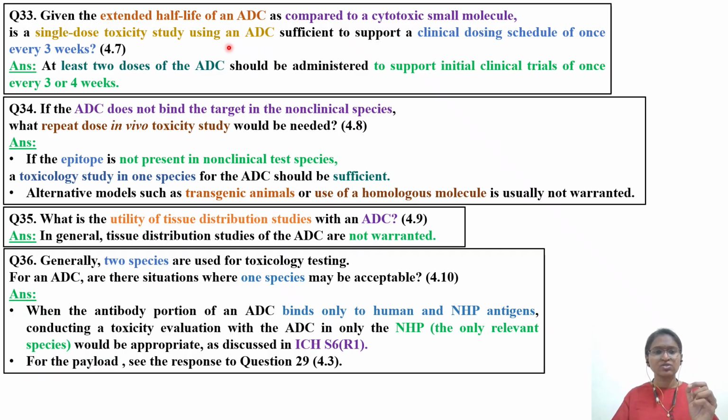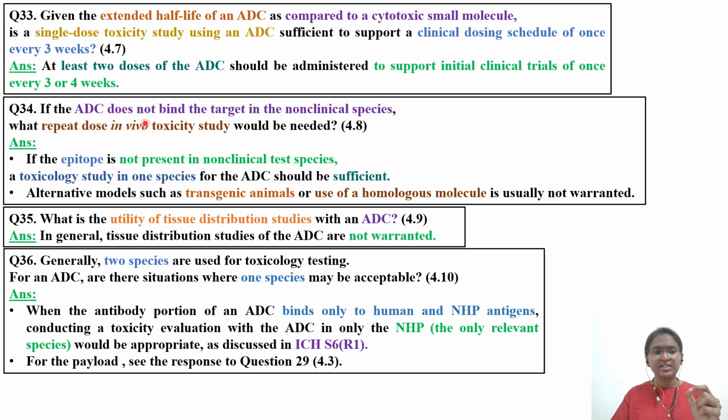Let's see, at least 2 doses of ADC. So more than one dose, at least 2 doses of ADC, should be administered to support initial clinical trials of once every 3 to 4 weeks. So in this case, 2 doses are recommended in that table. So go back and check the part 3 video. There is a table very clearly given by the ICH S6 guideline, what kind of treatment schedule and what kind of non-clinical studies are needed. So please go and read.